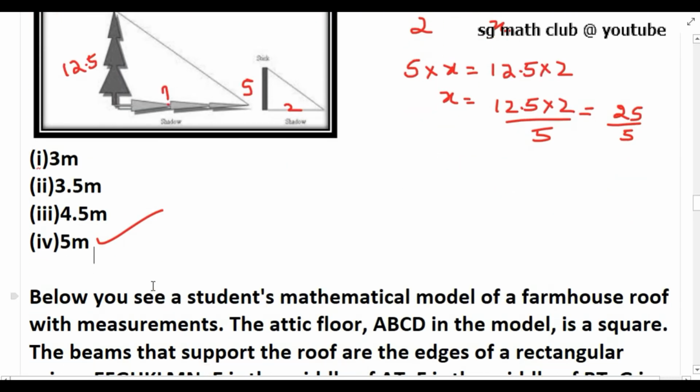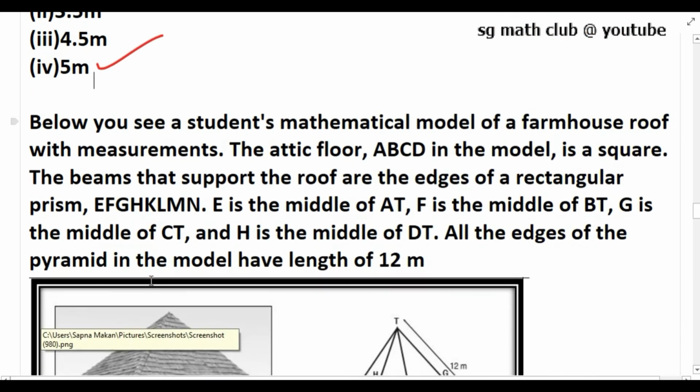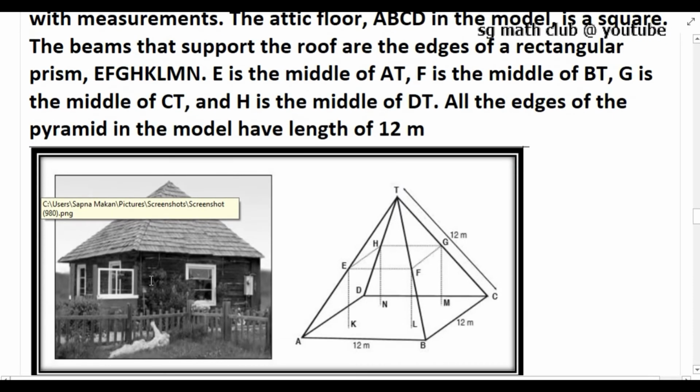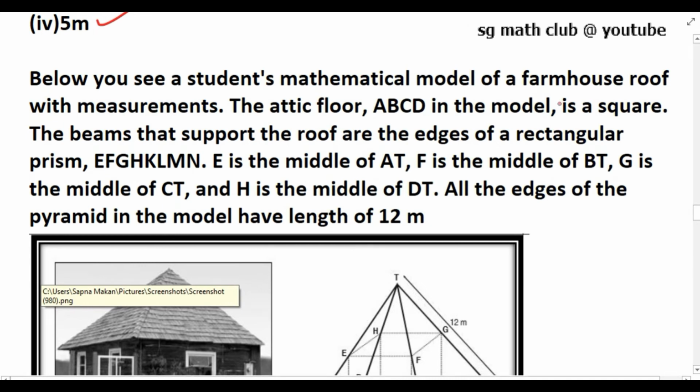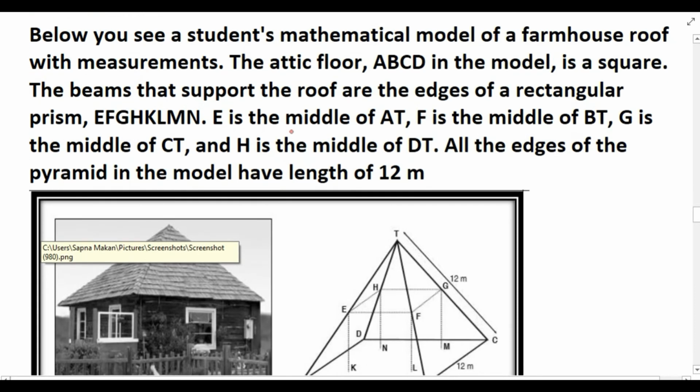And last, one more question is there from this. 5 questions are there. Out of that, 4 only you need to answer. So the fifth one is a little bit big. Below you see a student's mathematical model of a farmhouse roof with measurement. The attic floor ABCD in the model is a square. Again, the beams that support the roof are edges of a rectangular prism.